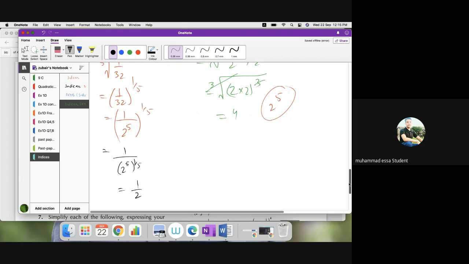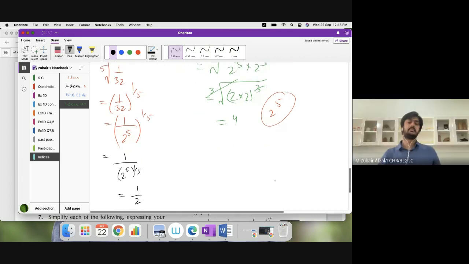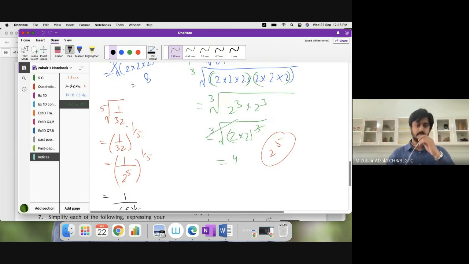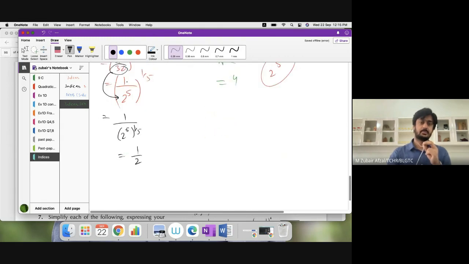Any doubts? If you don't understand, I will explain again. First step, convert this root into power 1 by 5. Second step, convert 32 into power of 2's. Third step, apply this power on both the numbers. 1 raised to power 1 by 5 is 1. And applying 1 by 5 on 2 raised to power 5, you multiply these two and you get 2 raised to power 1. So the final answer is 1 by 2.